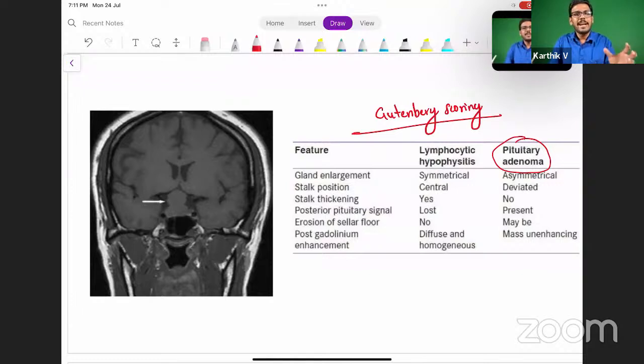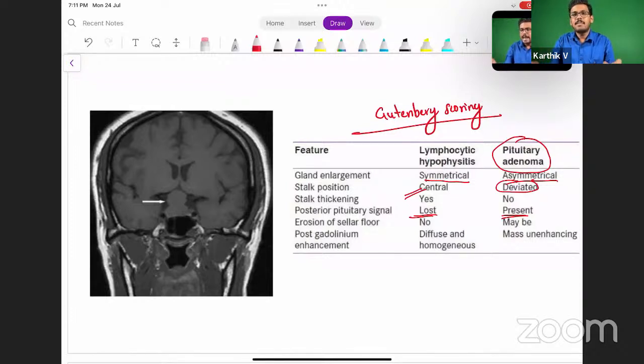So Gutenberg scoring is a radiological scoring to differentiate between lymphocytic hypophysitis and pituitary adenoma. You can just go through the important points. You can see the symmetrical gland enlargement in lymphocytic and asymmetrical in pituitary adenoma. The stalk position is central in lymphocytic hypophysitis and it is deviated in adenoma because it is asymmetrical. The posterior pituitary signal is lost because the stalk and posterior pituitary is commonly involved in lymphocytic hypophysitis, whereas diabetes insipidus per se is a very, very rare feature in a patient with pituitary adenoma.